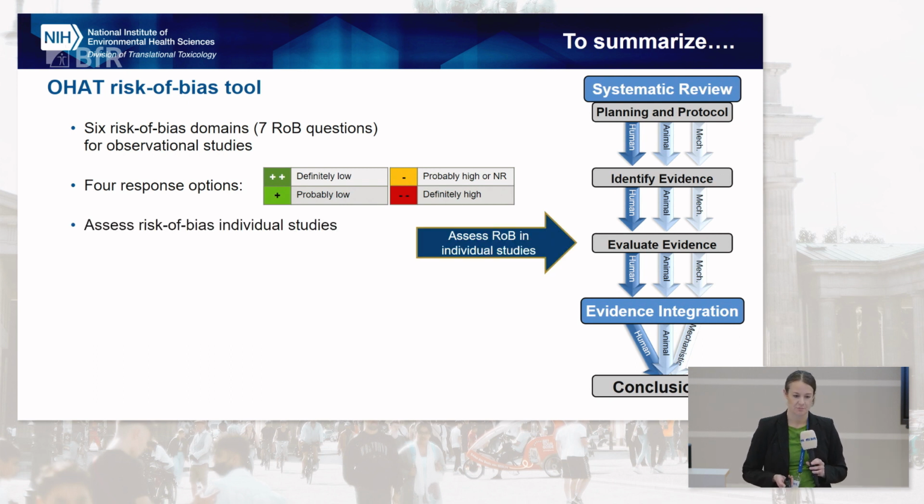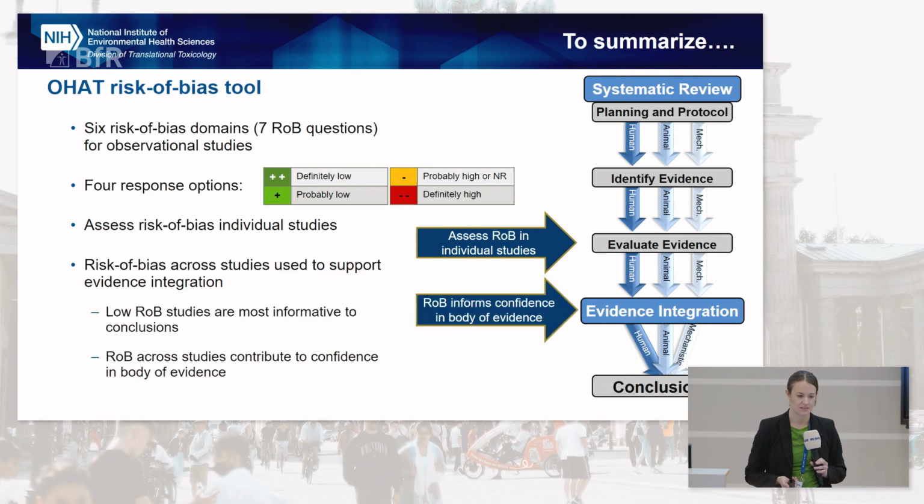So we assess the risk of bias in individual studies in our systematic review process. And then the risk of bias assessments across studies is used to support our evidence integration, where we typically rely on the lower risk of bias studies for our conclusions. And then we use a modified GRADE approach to assess our confidence in the body of evidence, where risk of bias is an important factor.